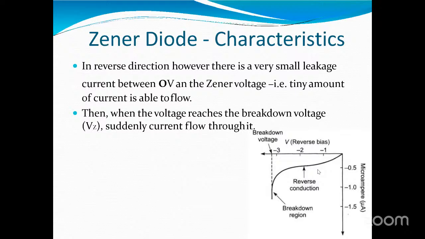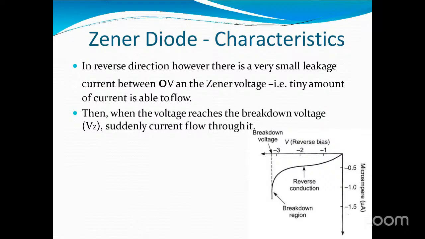Whereas in reverse bias, there is a small leakage current between 0 volts and the Zener voltage. That is a tiny amount of current which flows due to the minority charge carriers. When the voltage reaches the breakdown voltage VZ, suddenly a current flows through it.